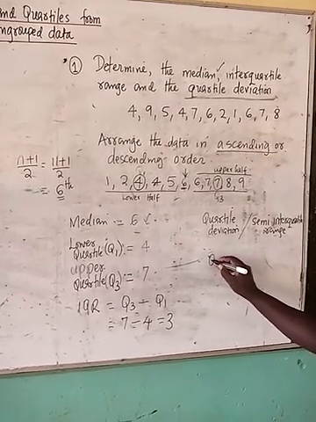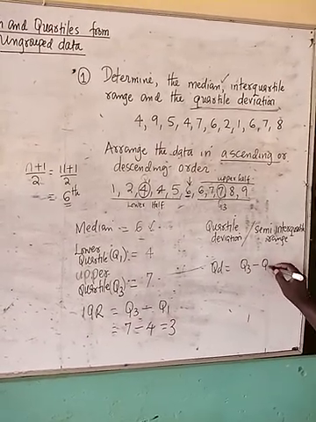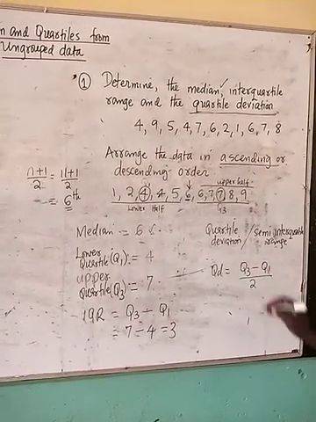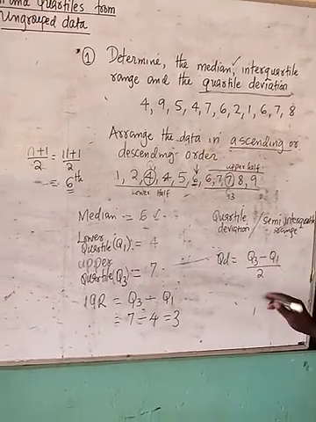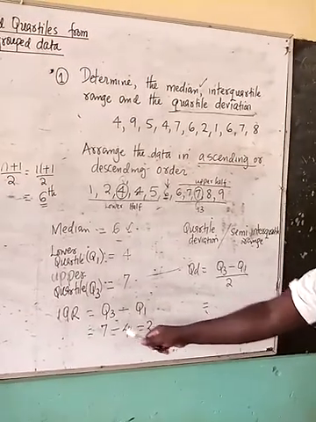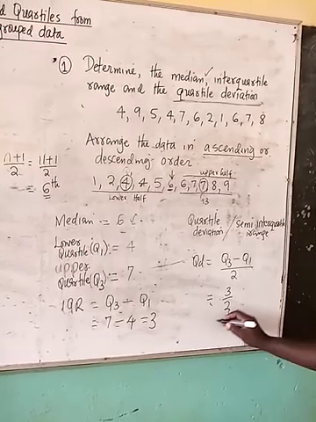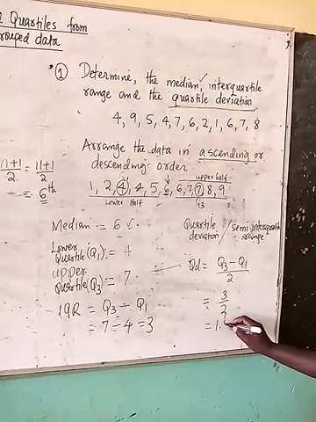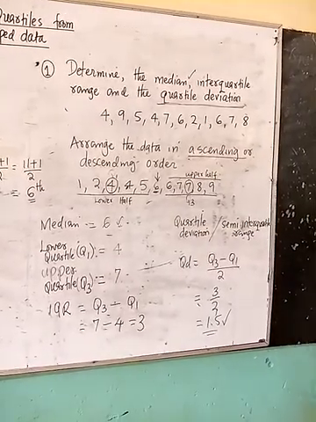So quartile deviation is equal to Q3 minus Q1 over 2. Upper quartile minus the lower quartile, divided by 2. But remember, we have already got the upper quartile minus the lower quartile, which is 3. You divide by 2, you get 1.5. So that becomes our quartile deviation.